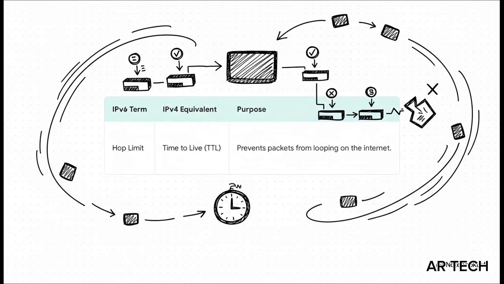Then we've got the hop limit, and this is just a brilliant little safety feature. Every time a packet goes through a router, this number gets ticked down by 1. If it ever hits 0, poof, the packet is just discarded. This is what stops lost packets from just bouncing around the internet forever and clogging everything up. If you're familiar with the older IPv4, you might know it as time to live, but let's be honest, hop limit is a way more accurate name for what it does.